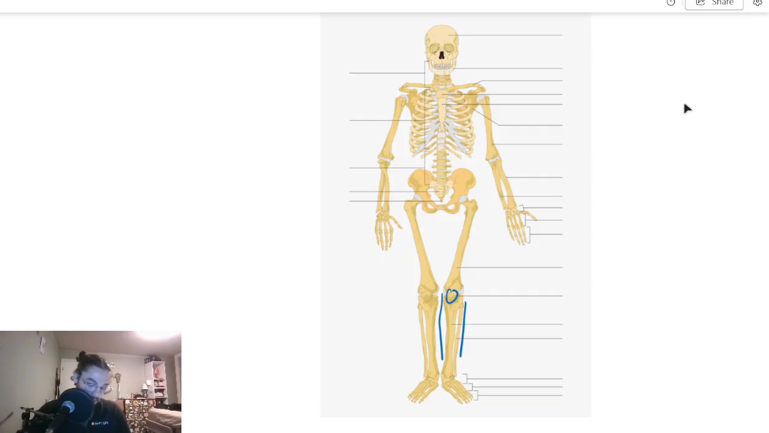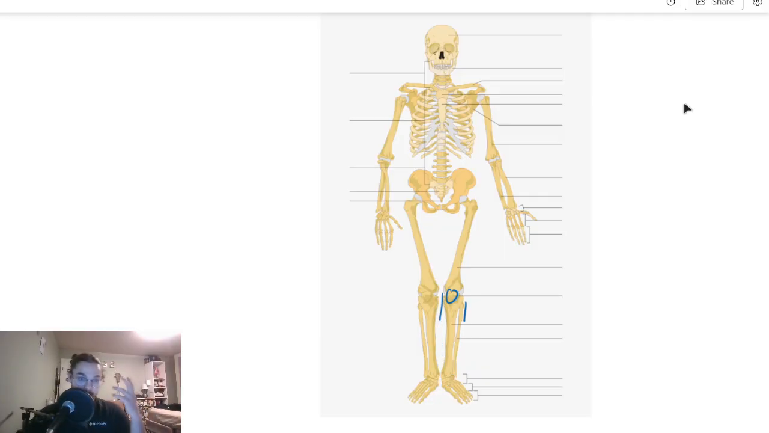So yeah, you've got your tarsals, which include these guys right here. Like your calcaneus, for example: if you find your heel bone, that is your calcaneus. Your calcaneal tendon is also known as your Achilles tendon. It goes from your gastrocnemius and your soleus, so your calf muscles, into your calcaneus. So that's the calcaneal or Achilles tendon.